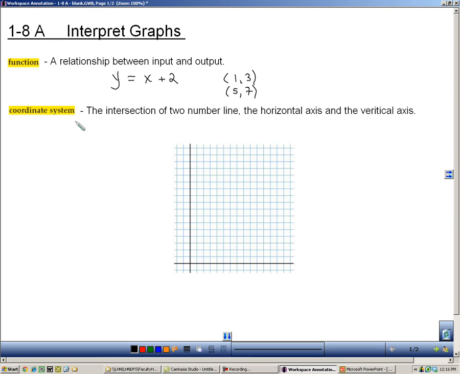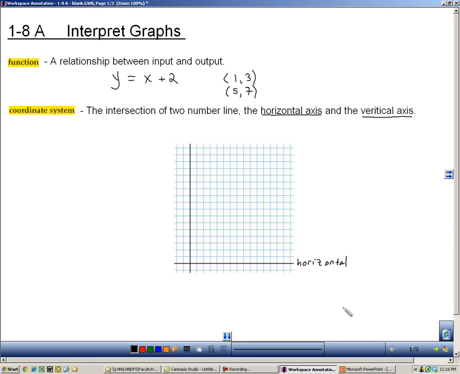A coordinate system is a place where you're going to graph functions. It's the intersection of two number lines called the horizontal axis and the vertical axis. Now I'm going to take this small graph here and I'm going to teach you what certain parts of it are called. First we're going to start by labeling the axes.